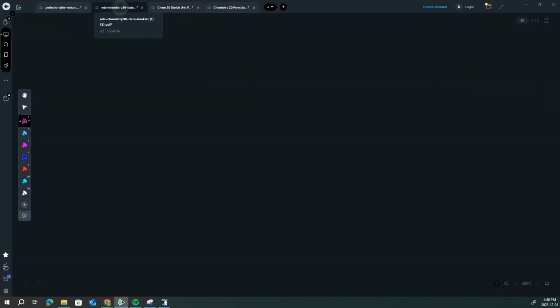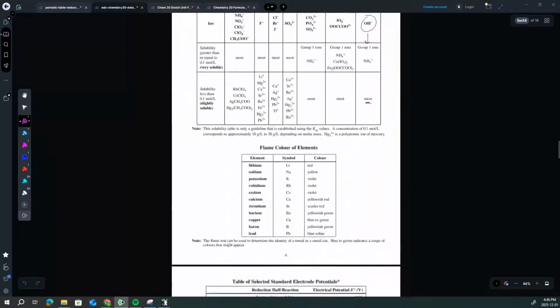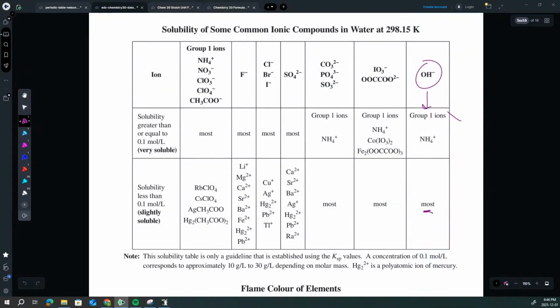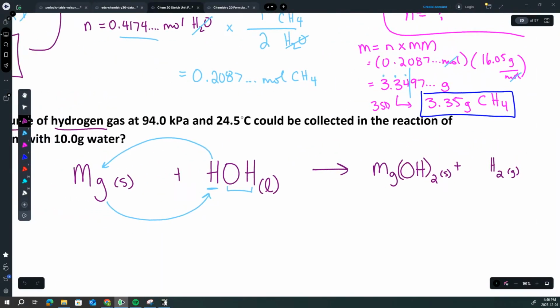Okay, now the reason why I'm saying it's insoluble when it's with hydroxide, let's go back, is because it's not a group 1, it's not ammonium, so it fits under most. Let's get rid of that.